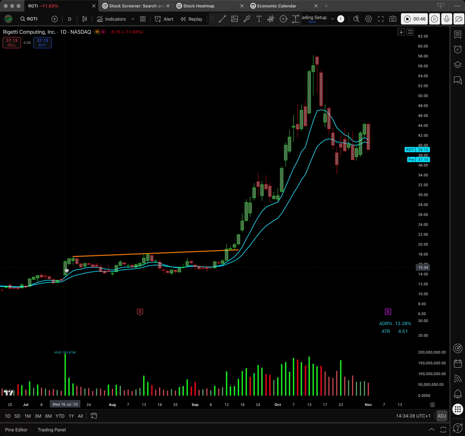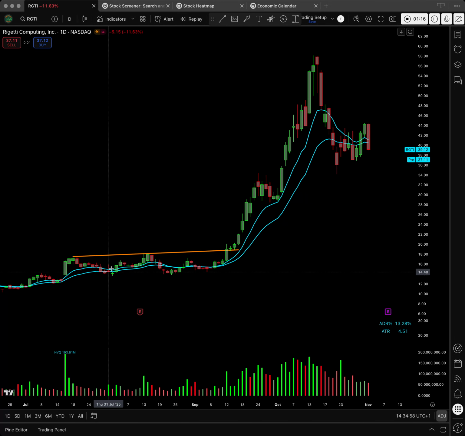For quite some time during the summer, the price was just chopping. It wasn't really going anywhere. It was in a range. This is a very volatile stock with an ADR, average daily range, of above 13%. So these are quite small moves that they're making. The stock is between 17 and 14, so that's a small range for a stock that's that volatile.